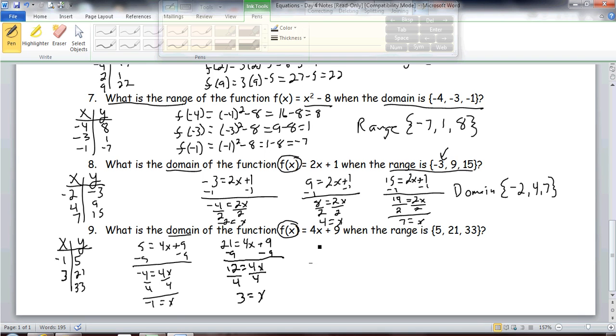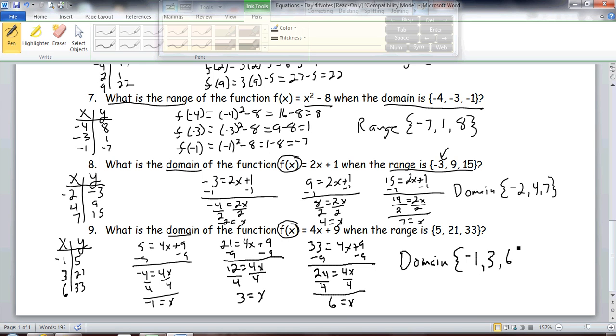And now I use my last one. Plug in my 33 for my y value. 33 equals 4x plus 9. Subtract the 9. And 24 equals 4x. Divide by my coefficient, which is 4 again. Find out x equals 6. So now I write my domain to show my answer. And I write it from least to greatest, -1, 3, 6.